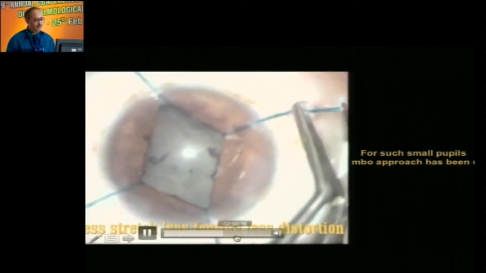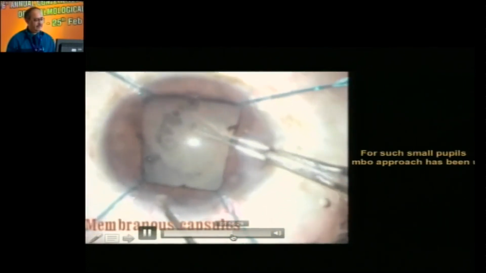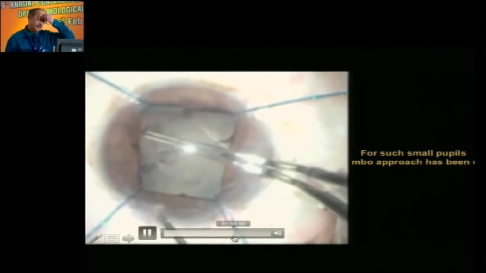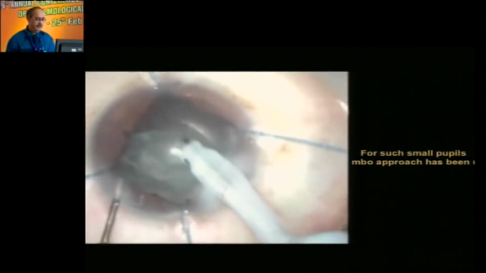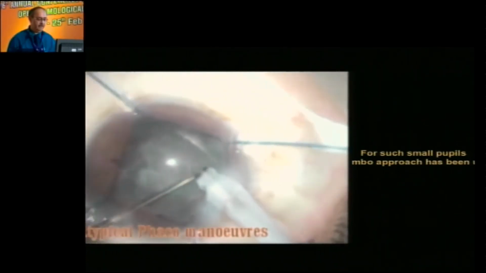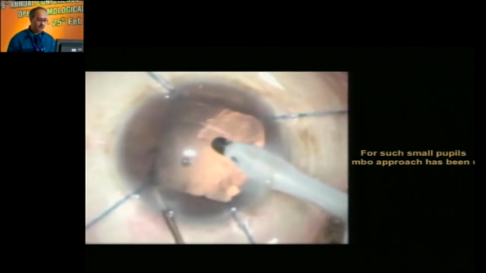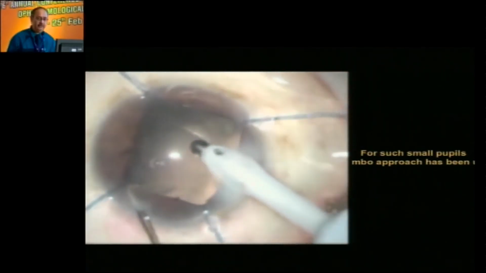So this is the 4th port, and then the capsulotomy is different in such patients, and usually there is a membrane. The cataract behaves very differently, so we need atypical maneuvers to do. The cortex removal is different. Everything is different in these type of cases.